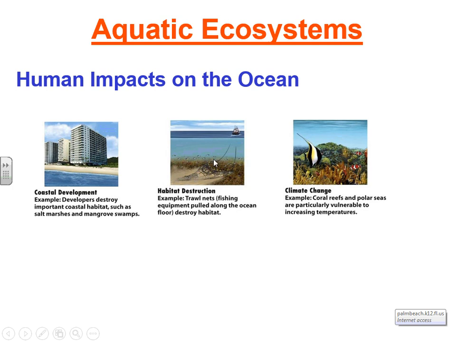And climate change, so coral reefs and polar areas are very vulnerable to increases in temperature, and that is due to us, a lot of it, putting CO2 and other greenhouse gases such as methane into the atmosphere. And so that is all the information you need for your marine environment.